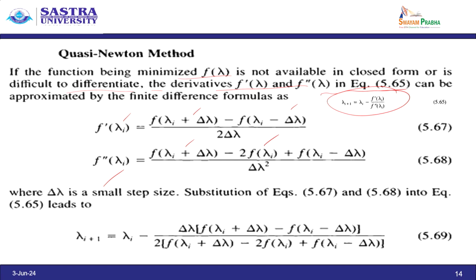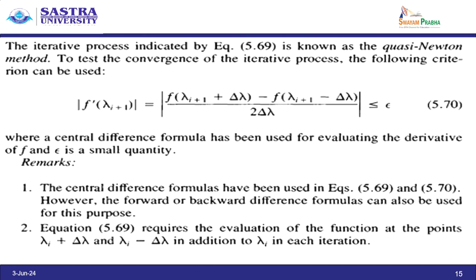So, here delta lambda is a small step size. Therefore, substitute equations 67 and 68 into equation 65. So, that lambda_{i+1} equals lambda_i minus f dash of lambda_i, you know, substitute it here, and f double dash of lambda_i substitute here. So, that 69 will come. So, that is the required value of lambda_{i+1}. The iterative process indicated by equation 69 is known as the quasi-Newton method.